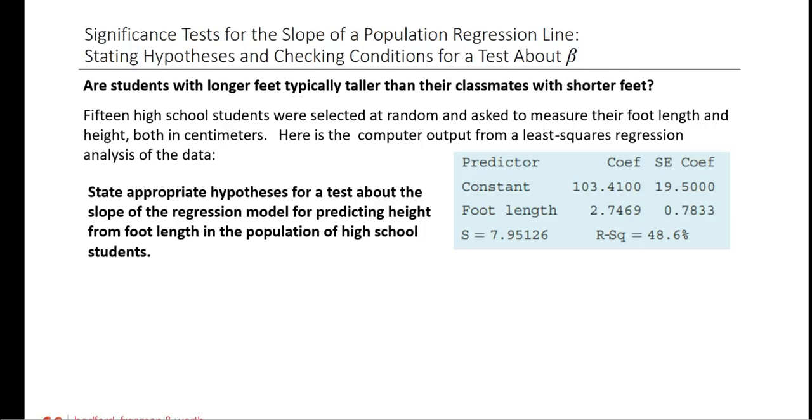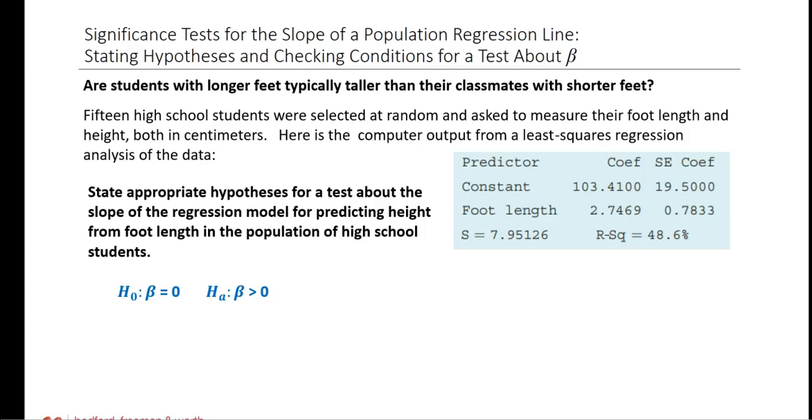So let's check the conditions, right? First let's do the hypotheses. That's what this is about. We might not have enough information to check all the conditions yet. So the null is that we don't think there's a linear relationship, so beta equals 0. The alternate is that we think it's going to be a positive linear relationship, so we think beta is greater than 0. So that would be your null and your alternate there.